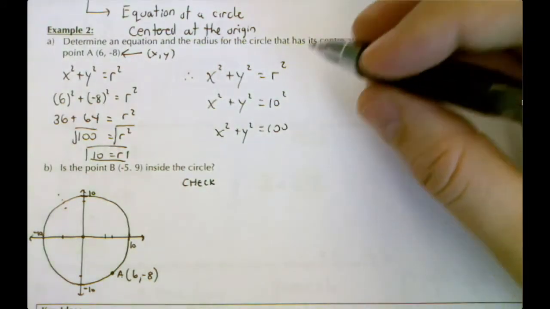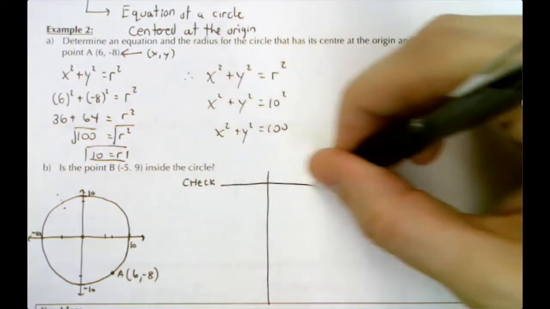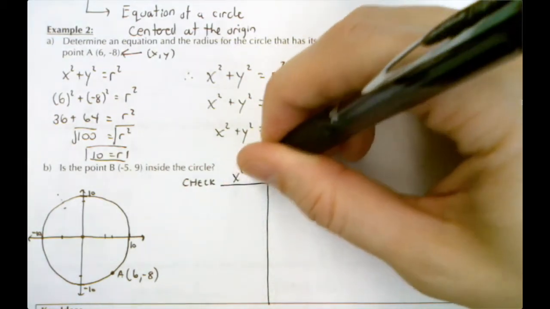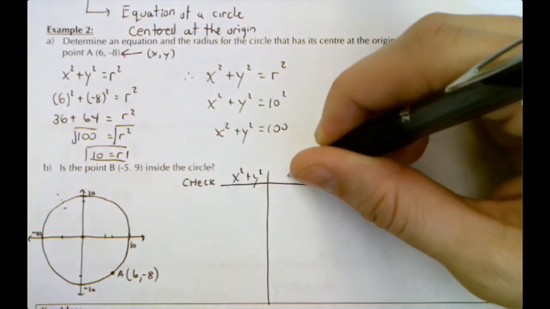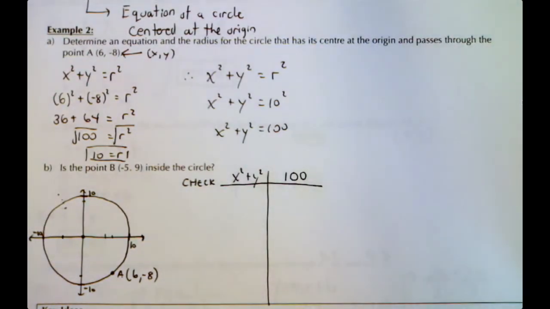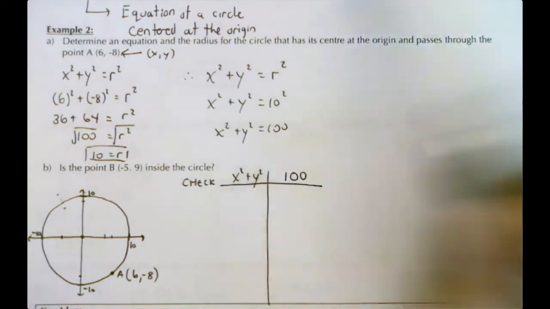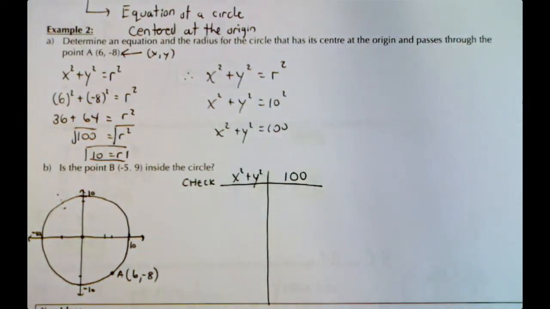And the way you check is, well, we have an equation that says x squared plus y squared should be equal to 100. So if you take an x and a y and you square them and add them, it should equal 100. And if it doesn't equal 100, it's not on the circle. So let's find out.